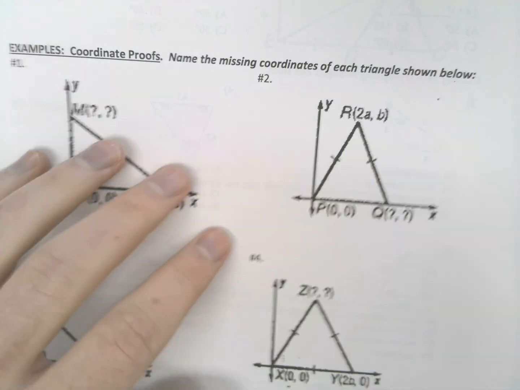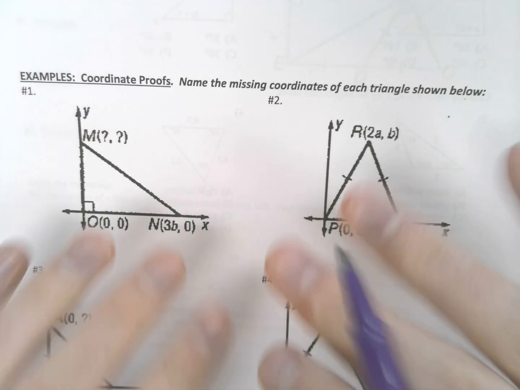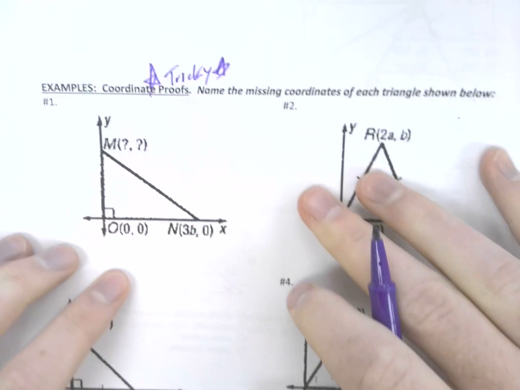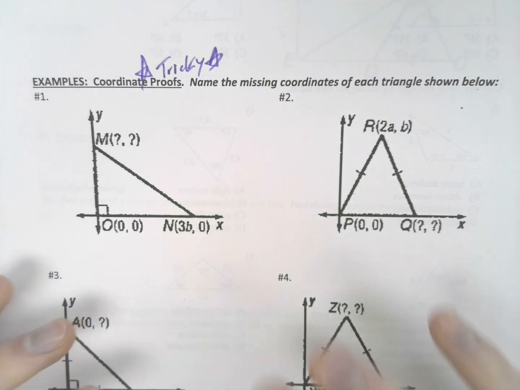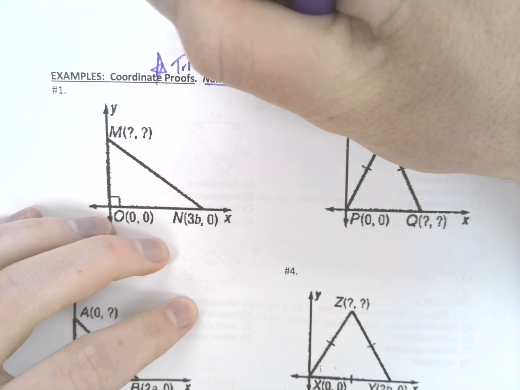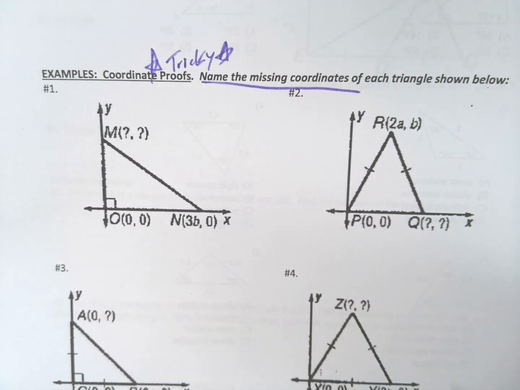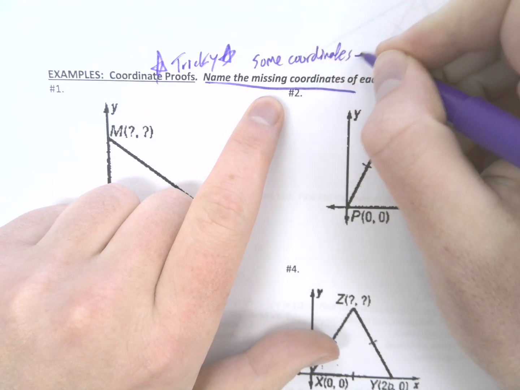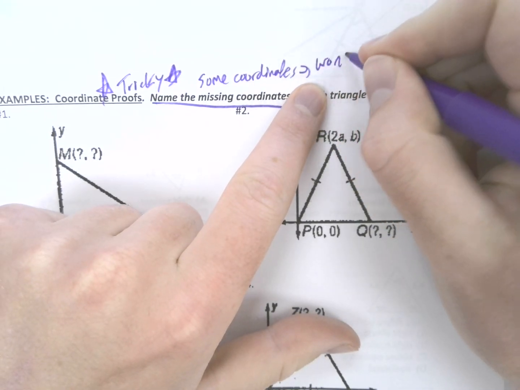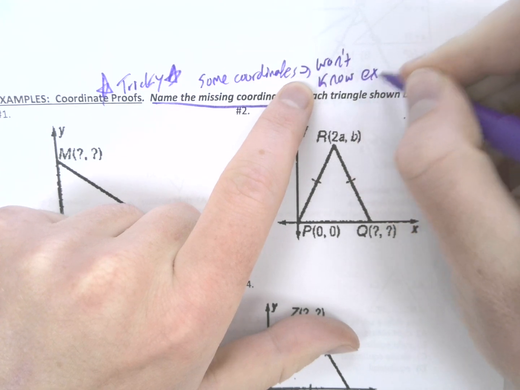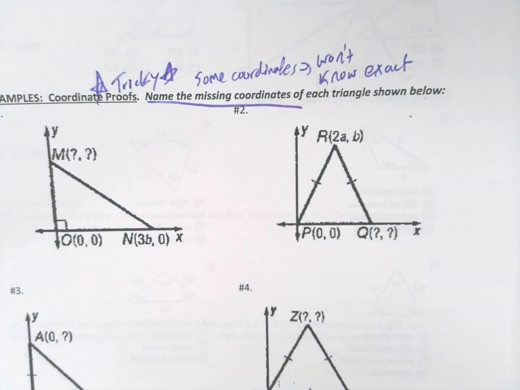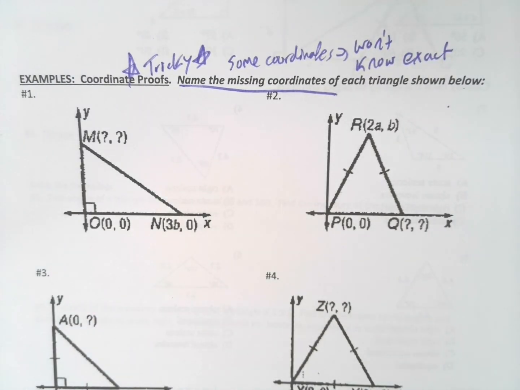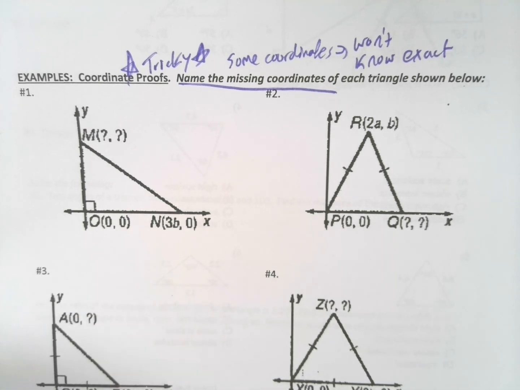But the last thing we're going to do with triangles here is going to be kind of tricky. I'm not going to lie to you. So let's take it one at a time, guys. We're going to name the missing coordinates. The problem is some of these coordinates we won't know exactly. We're going to have to come up with our own distances. So I think that may end up happening here on number 1. Let's take a look, guys.